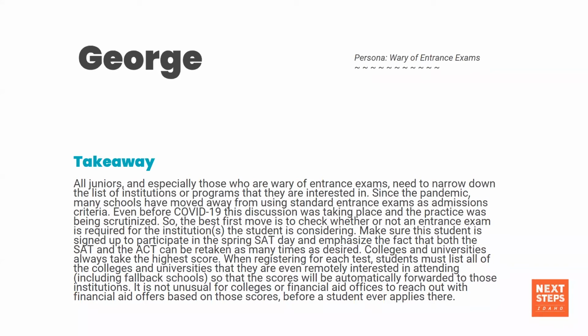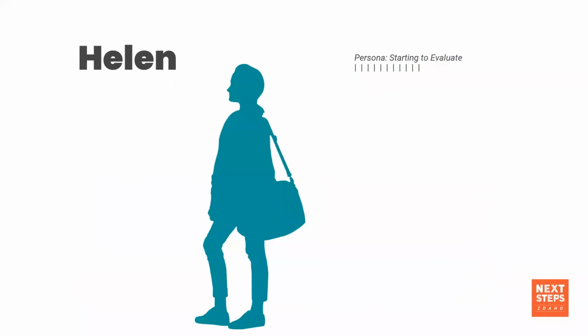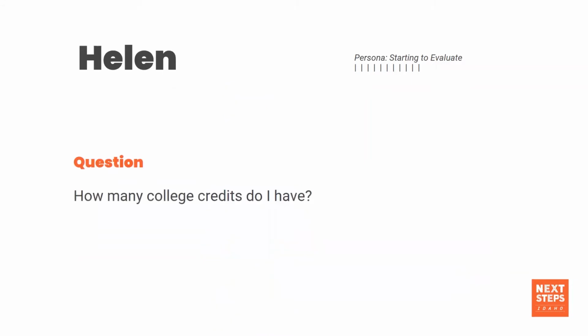Thank you, Sarah. So next up we have Helen, who is really just starting to evaluate as a junior what she's going to have to do in the next year to figure out what she wants to do after high school. So she wants to know specifically how many college credits she has. Maybe she was going to take a college credit class and then she decided not to, and she wants to know, well, what does that mean? What do I do now?